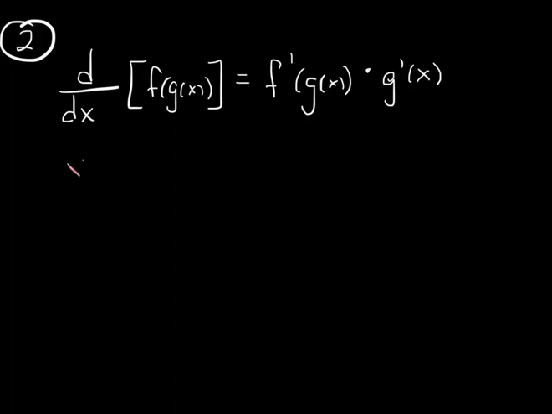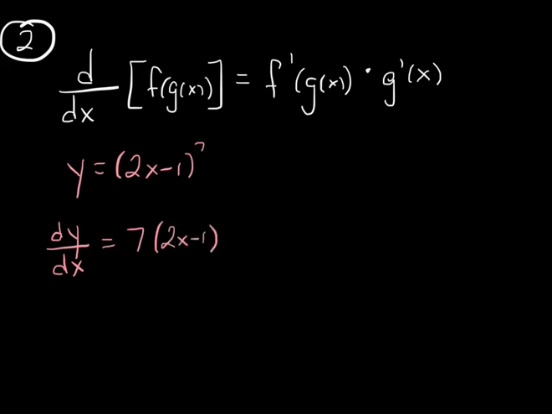So if we revisit this (2x - 1)^7, the derivative will be the derivative of the outside function with the inside still there. So the derivative of (2x - 1)^7, we'll bring the 7 in front, (2x - 1), subtract 1, we get to the 6th power. And then we have to multiply that by the derivative of the inside function. The inside function is 2x - 1, so that derivative is just 2. So we get 14(2x - 1)^6.